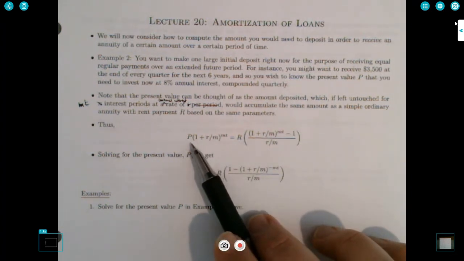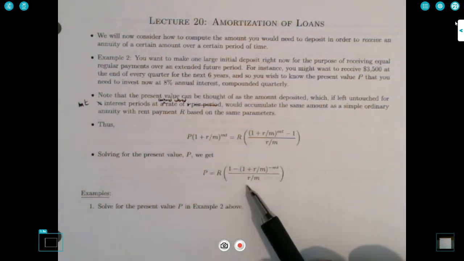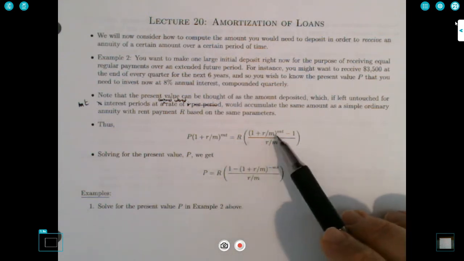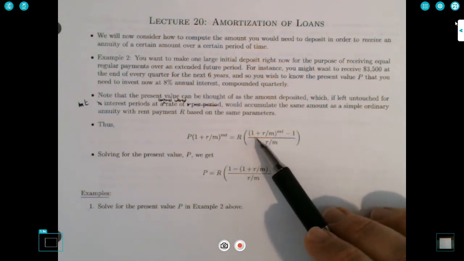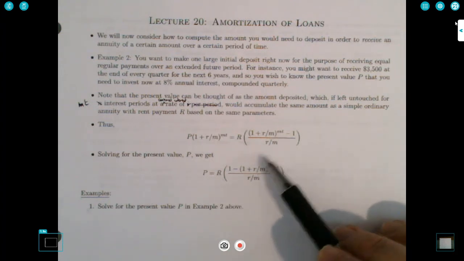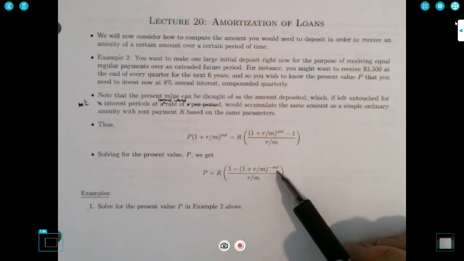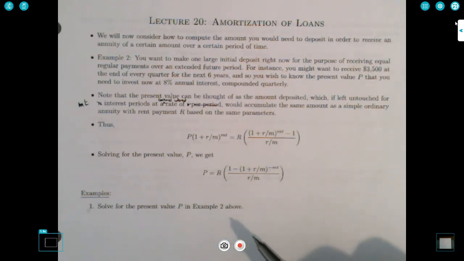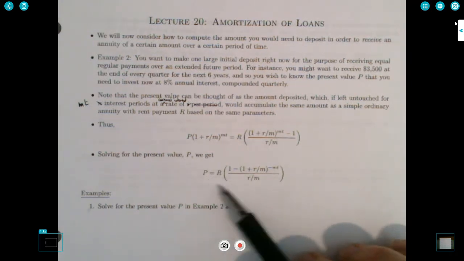So we could solve for P by dividing by all of this stuff, the (1 + R/M)^MT. When we divide this by (1 + R/M)^MT, this divided by itself is just 1, and this divided by (1 + R/M)^MT, if you remember how fractions and negative exponents work, is going to be (1 + R/M)^(-MT), which is kind of interesting. So anyway, this formula gives us the present value.